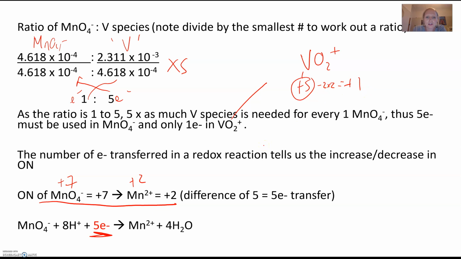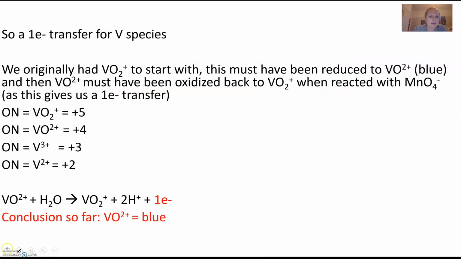So therefore, we need to work out which of those vanadium species is being produced. And we know that because it's a 1 electron transfer, and we also know that permanganate is getting reduced, which means the ON must go down, okay? And so with this one here, because we're thinking about what this original one, the VO2+, originally turned to with SO2, this was getting reduced. So this ON also has to go down. And so we know it has to go down by 1.